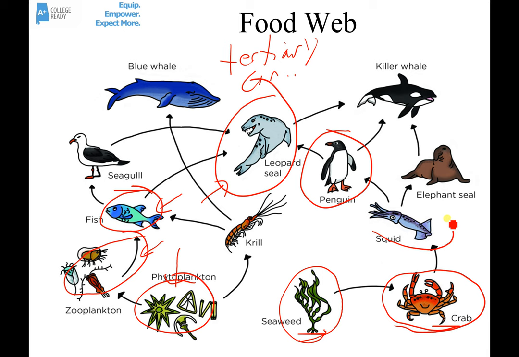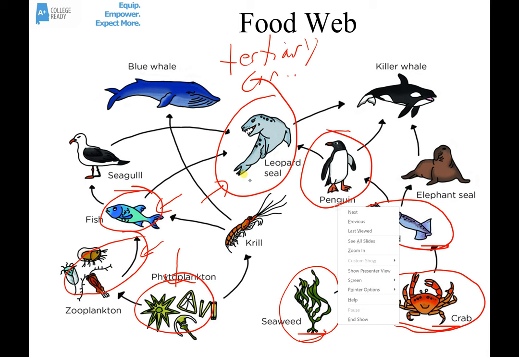The squid is the secondary consumer. The penguin is the tertiary consumer. That would make, in this food chain, the leopard seal the quaternary consumer. So the leopard seal is eating things from completely different food chains.